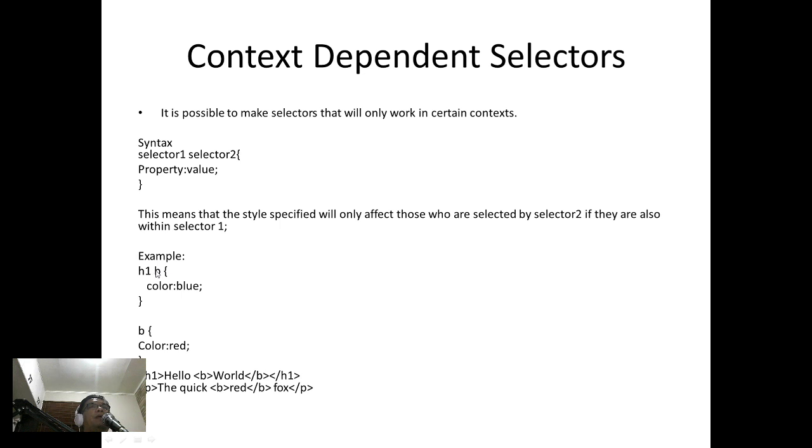So H1 B, that's an example of a context dependent selector, color blue, and we have B color red. So we have here B and another B, but this particular B is not actually inside H1. So this element B will be colored red, not blue, while the word here will be colored blue, because B is inside H1. That's an example of a context dependent selector.